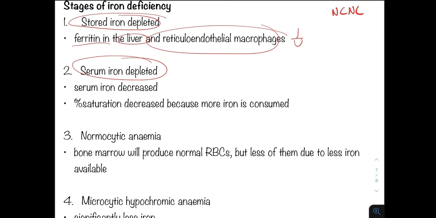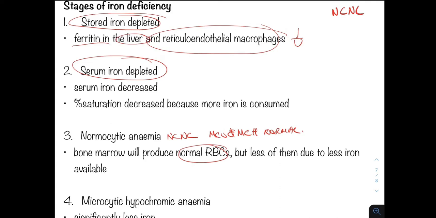We initially have a normocytic normochromic anemia, so NC. So the MCV and the MCH are both normal. And the reason for this is that the bone marrow would rather produce normal red blood cells, even if less red blood cells are being made due to less iron. So the bone marrow would rather produce normal red blood cells that can function appropriately, rather than dividing the amount of iron available to produce smaller cells.